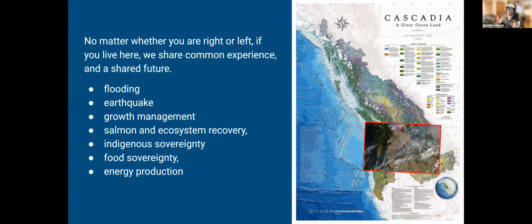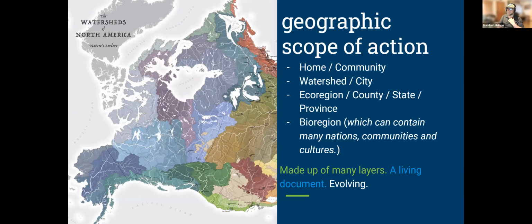So no matter where you live, what government, whether you're right or left, if you live here, we share a common experience and a shared future. So these discussions will take all of us, whether it's flooding, earthquake, drought, food sovereignty. And it helps us create a geographic scope of action. So home, watersheds, ecoregions, bioregions, many different layers coming together and evolving.